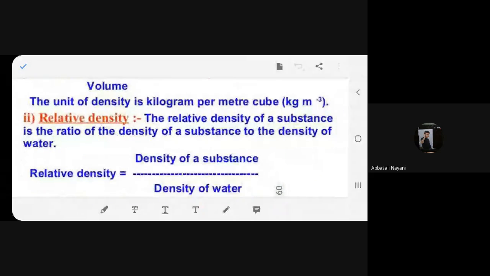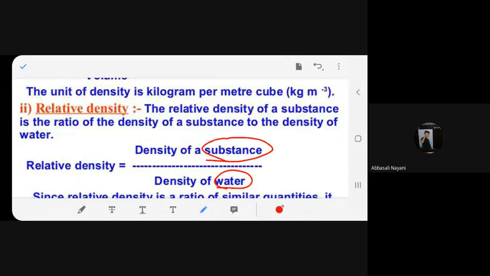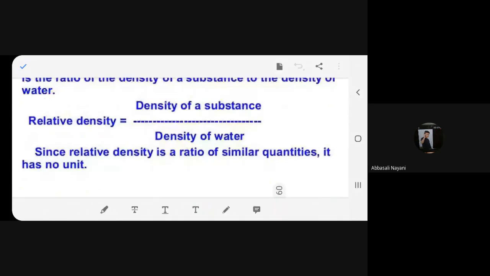Now we come to relative density. What is it? When I'm talking about relatives, I'm comparing. When I talk about relatives, I'm comparing the density of two things. One is the density of a substance with water. Understood? But when both are densities, the unit has to be the same. The unit gets cancelled. So what do we find? It has no unit. Any problem?